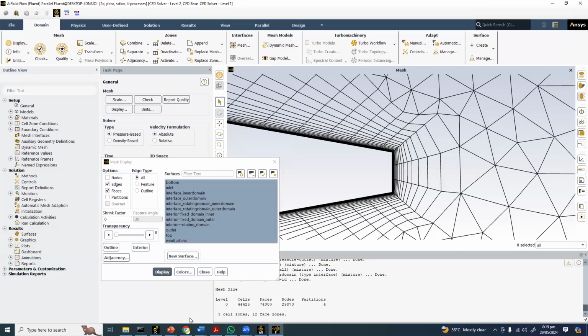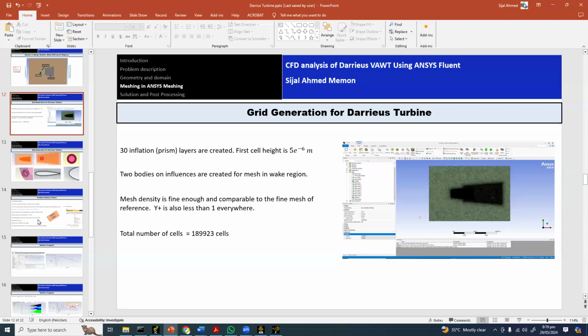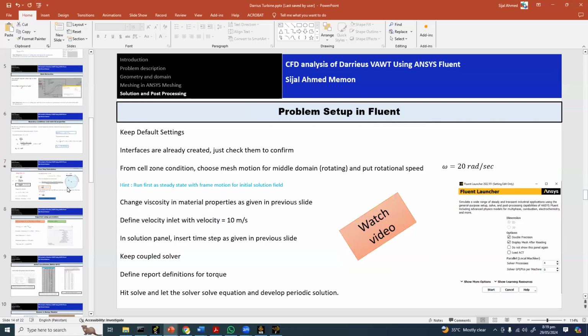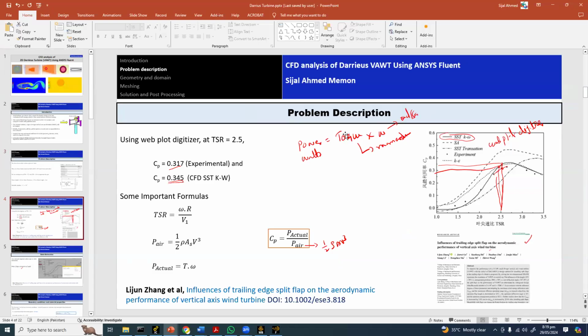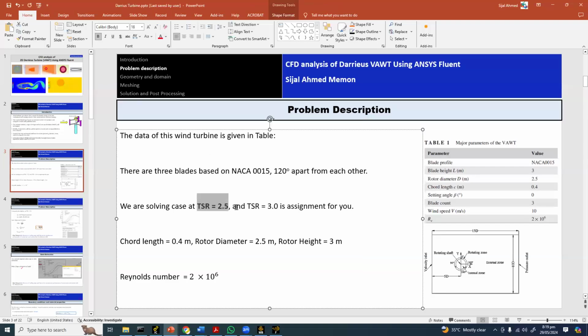Okay, so now we have to find out the boundary conditions. The boundary conditions are given as stated here. The velocity at the inlet is 10 meters per second. This is given in the paper here. The wind speed is 10 meters per second. And the TSR is 2.5. I'm solving for TSR 2.5. You can also try TSR 3.0, but that is your exercise.